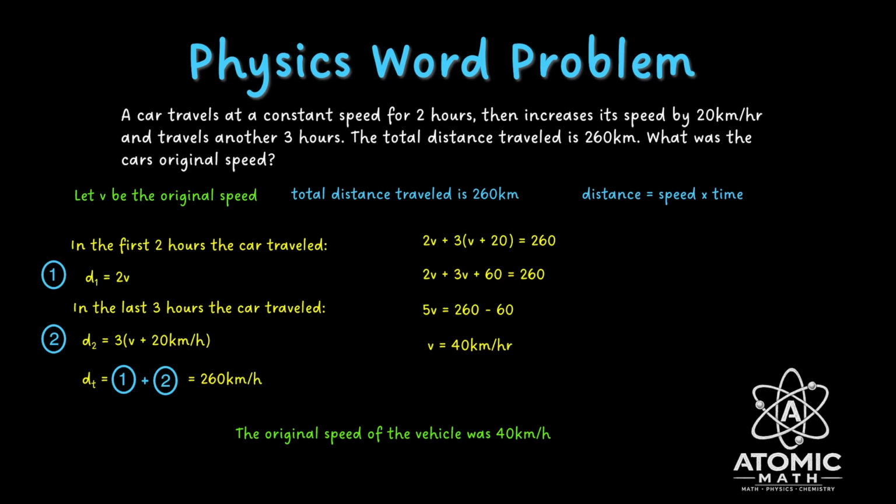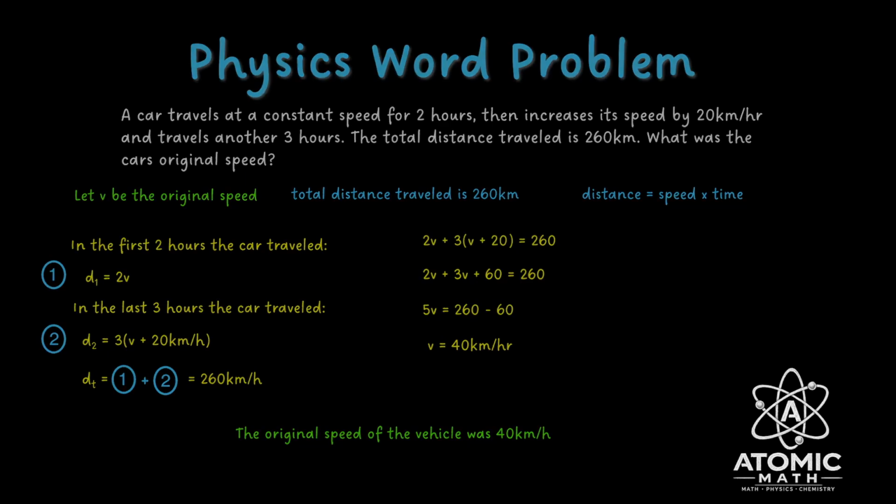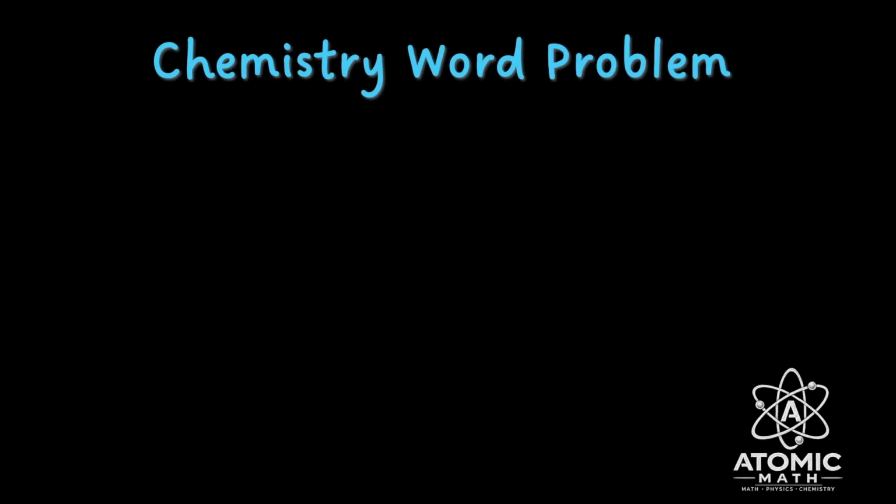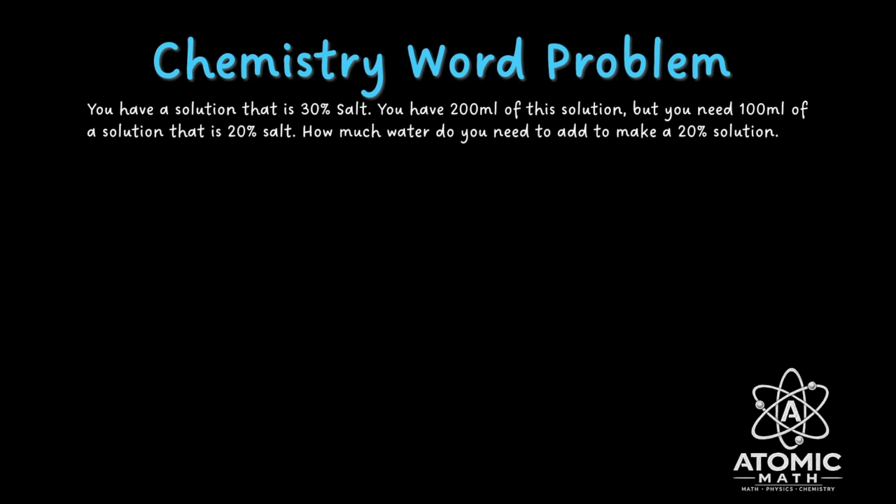Okay, now we're going to look at a chemistry problem, also a word problem. You have a solution that is 30% salt. You have 200 mils of this solution, but you need 100 mils of a solution that is 20% salt. How much water do you need to add to make a 20% solution?